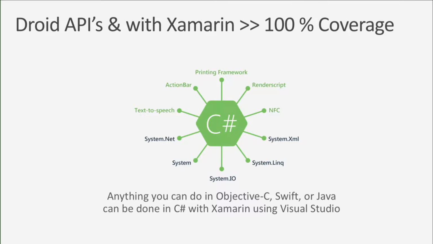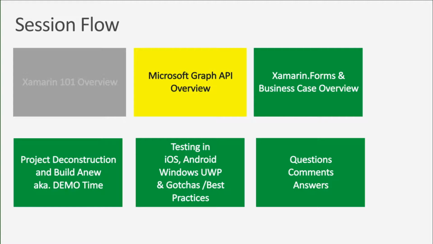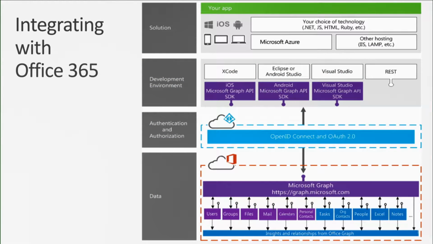And the takeaway from all of this, though, is that anything that you can do in Objective-C, literally anything you can do in Objective-C, Swift or Java, can be done in C# using Xamarin with Visual Studio. So that's my Xamarin piece. The Office Graph piece, so pivoting over here.